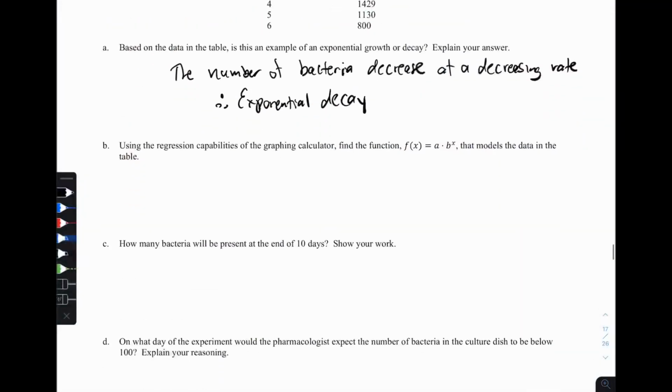All right, now we're back from our calculator. Using the regression capabilities on your calculator, which we just did, find the function f of x equals a times b to the x that models the data in the table. So using 3 decimal places, we get that a is 2629.226, and that b is 0.838 to the x.